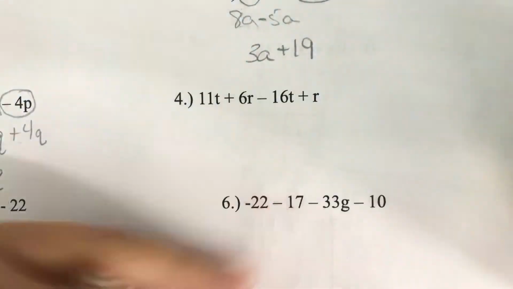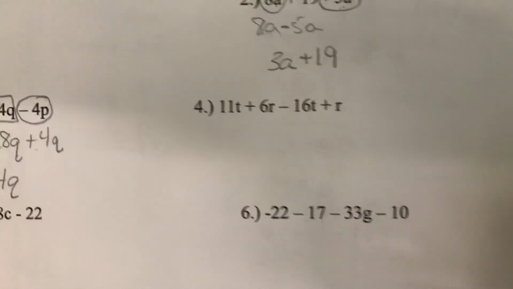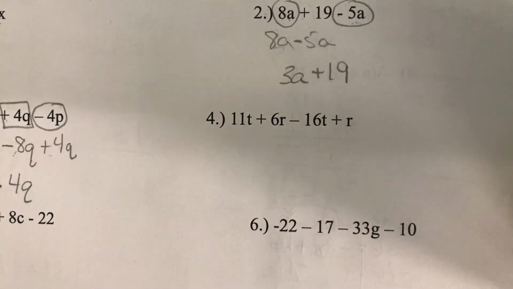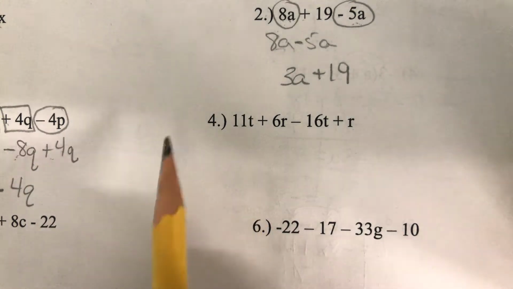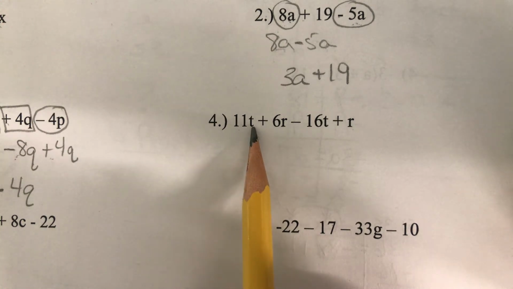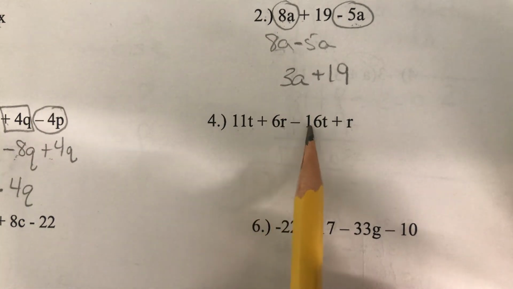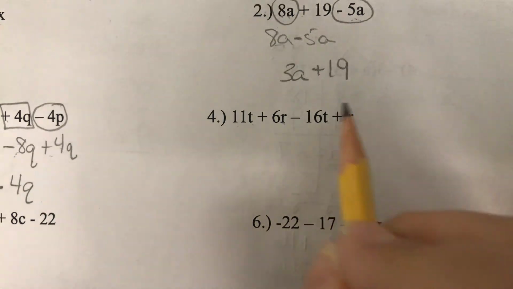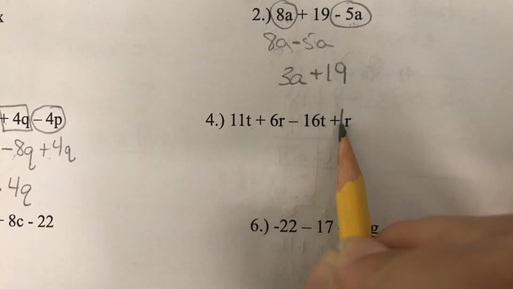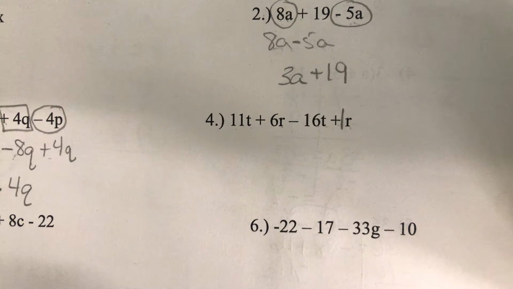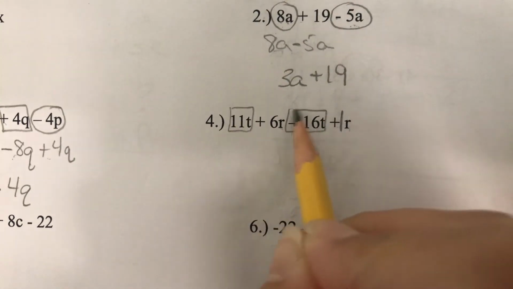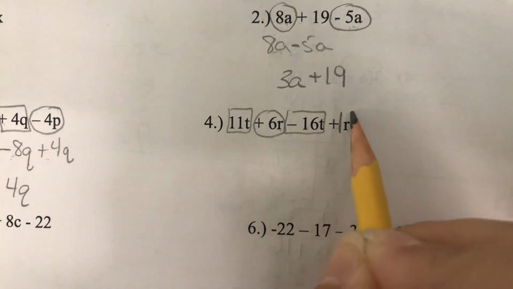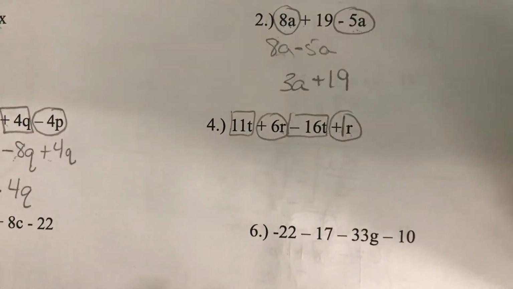We mentioned in class, and I probably mentioned in some of the other videos, the invisible ones. With combining like terms, writing in your invisible ones is a good idea. As I look at this question here, I've got 11t plus 6r minus 16t plus r. There's an invisible 1, so that's 1r. So t's with t's and r's with r's.